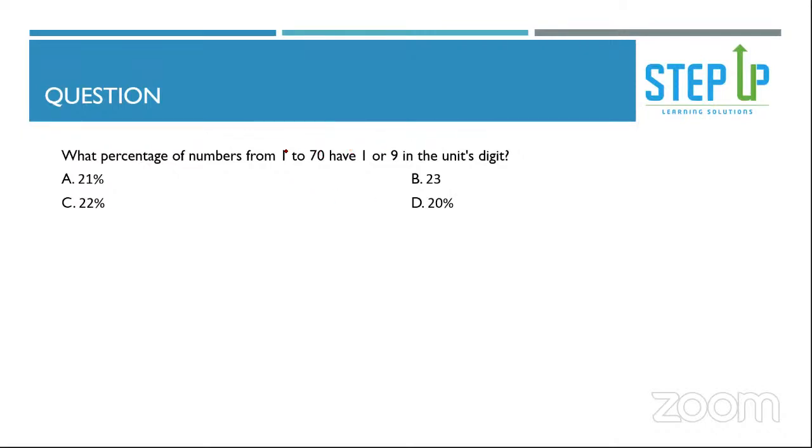This is one only. 1 to 70, have 1 or 9 in the units digit. And the answer is... Mukha, you can type in for which question you are saying.